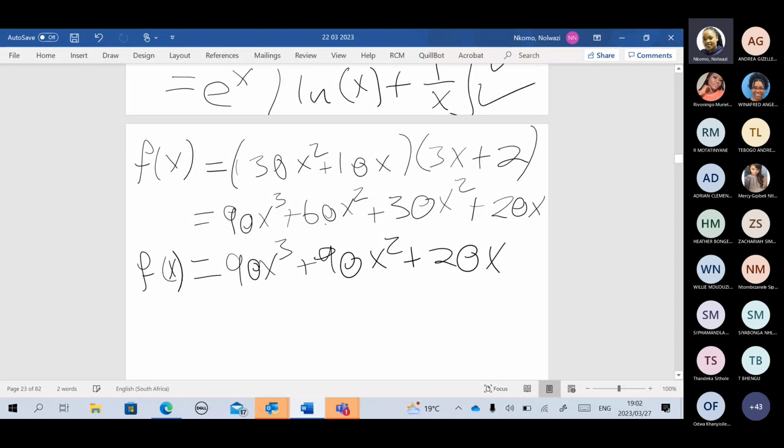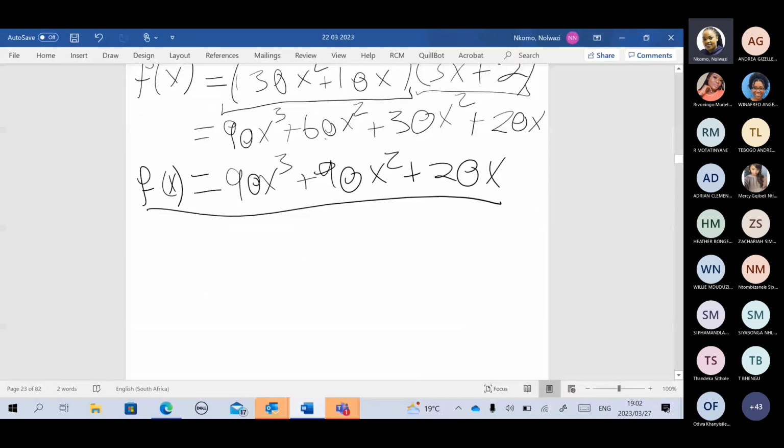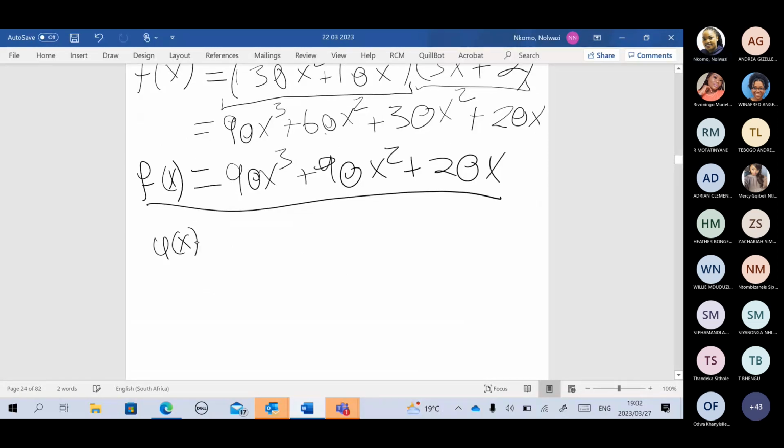And then from here, you can use the power rule, right? But if you were told that you have to use a product rule here, that means you need to let this bracket be the first function, and then you let this bracket be the second function. Okay, suppose they said we should use a product rule here, meaning we let u(x) be 30x squared.